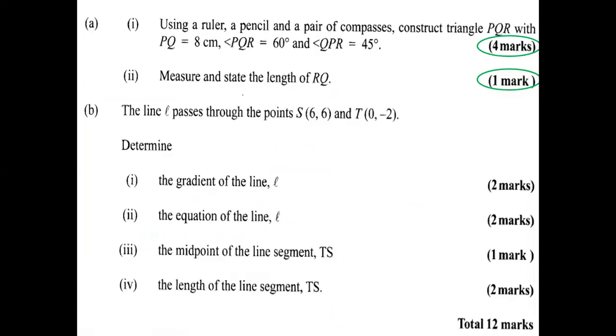And we're moving on to another part of the question here. That was part A. And part B now is the length. The line L passes through points 6, and 0, -2. All right. Now the question is asking us, so that's 2 points on the Cartesian plane, right? Determine the gradient of the line, the equation of the line, the midpoint of the line, and the length of the line segment TS. This question is rather straightforward. Now there's another question coming up that is not so straightforward. They give us 2 points here and then they ask us all these things about it, these features.